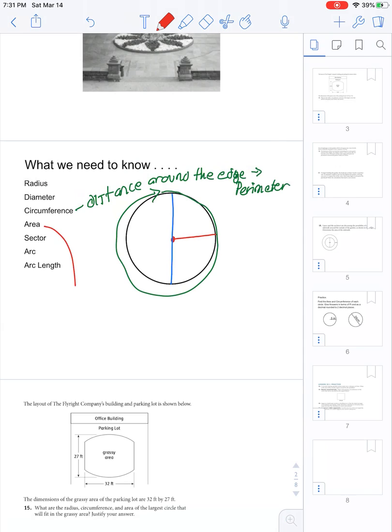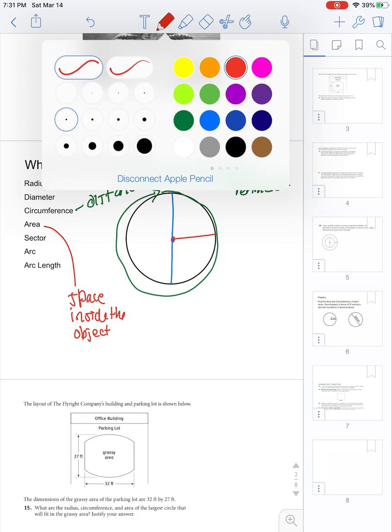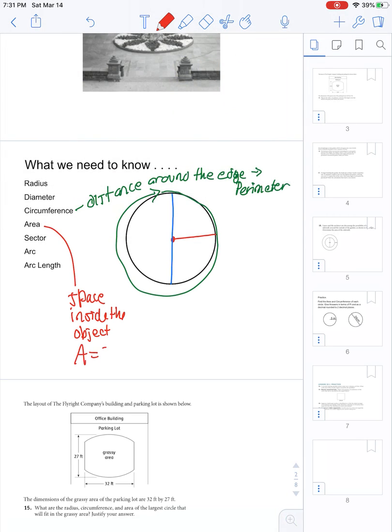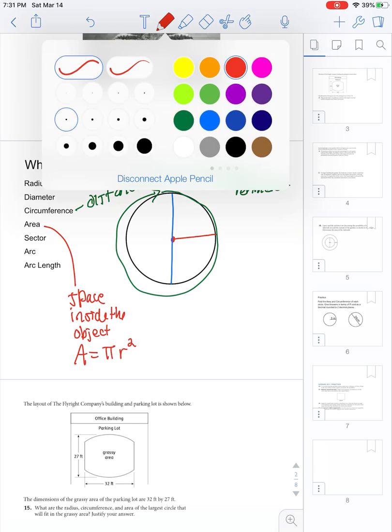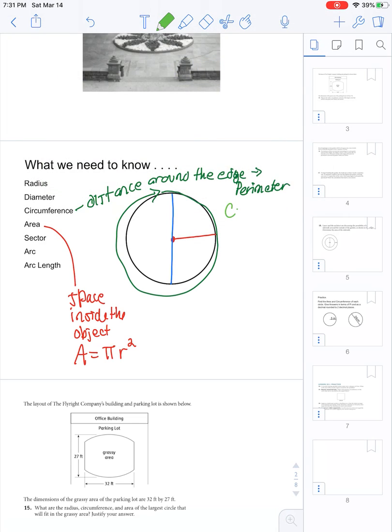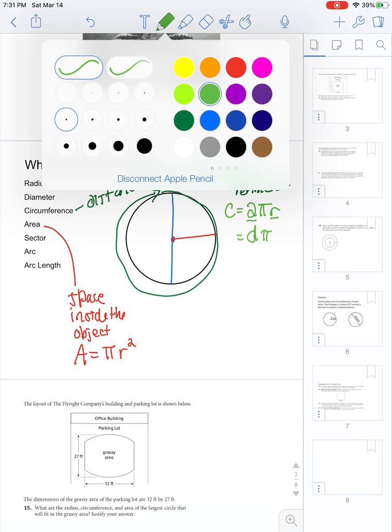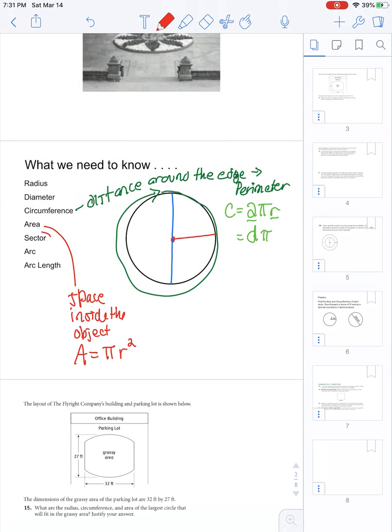The area refers to the space inside the object. In this case, the space inside the circle. And we're going to be looking at formulas for both circumference and area. Our area formula is pi times radius squared, and our circumference formula is 2 pi times radius. Keep in mind, twice the radius is the same as saying diameter, so often we could write the formula that way.